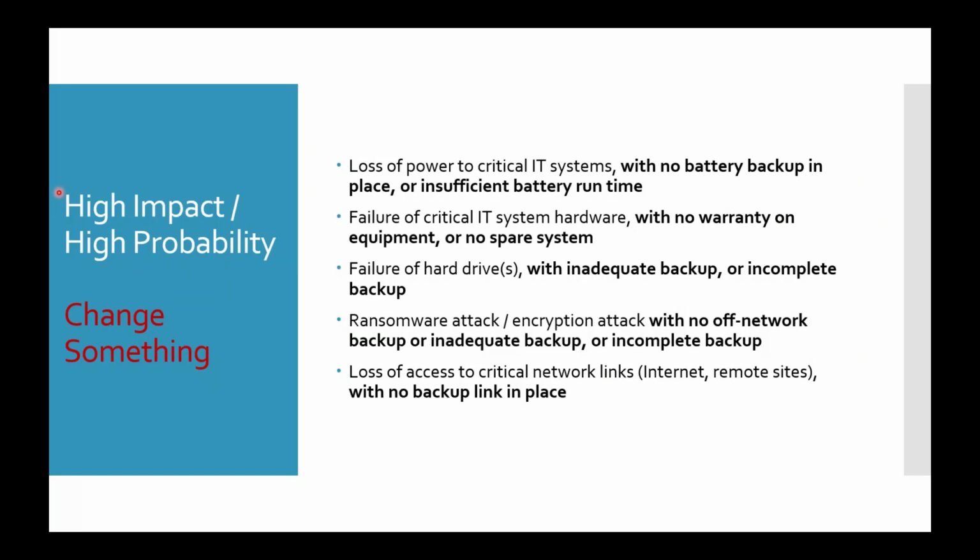So earlier I alluded to the change something group, and I want to talk about this change something group. And these are high impact events that are also high probability events. These are things that are not to be planned for. These are things to change. The first, a loss of power, which is going to happen, to your critical systems with no battery backup in place or insufficient battery runtime.